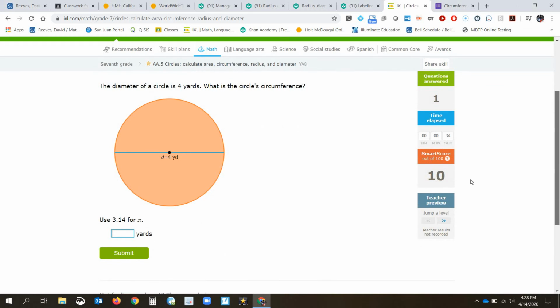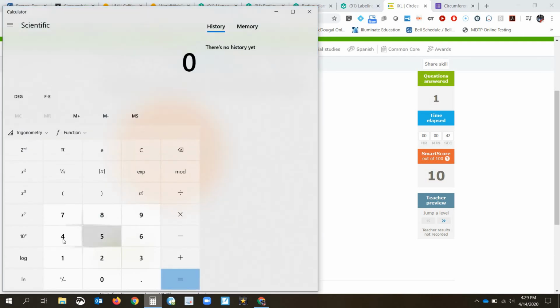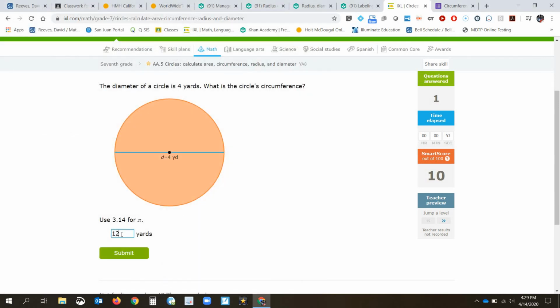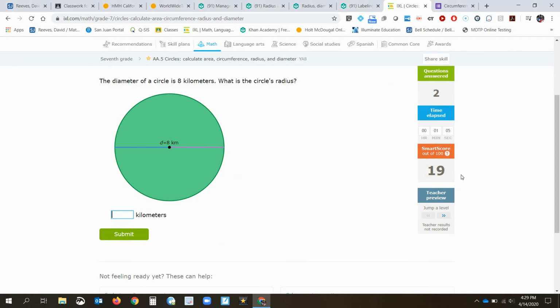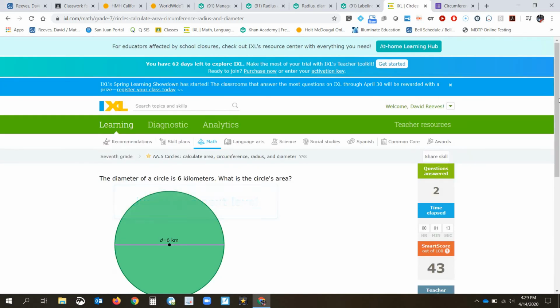And as you can see, my score jumped up to 10. This time the diameter is 4. What is the circle's circumference? So I'm going to do it again. 4 times 3.14, because it told me to use 3.14 for pi, and I get the same answer, 12.56, of course, because it's the same thing I just did. This time though they had given me the diameter; last time they gave me the radius. And as you can see, my score jumped up again. Now I have a score of 19. The goal is to get up to 80. These questions will continue to get more difficult as we go.